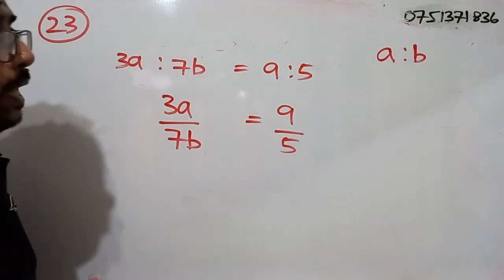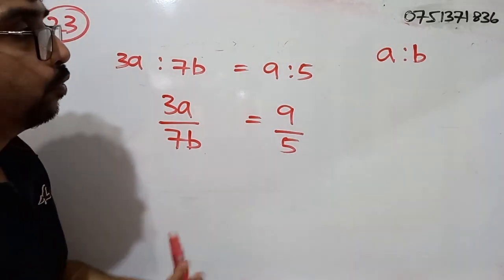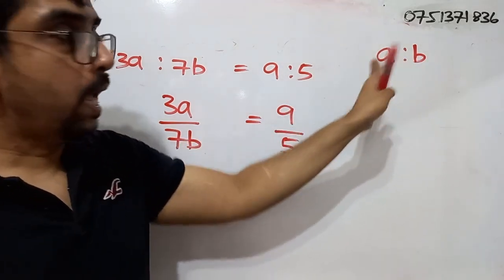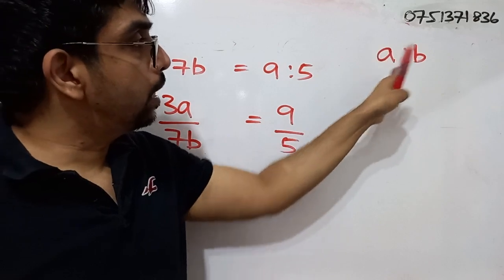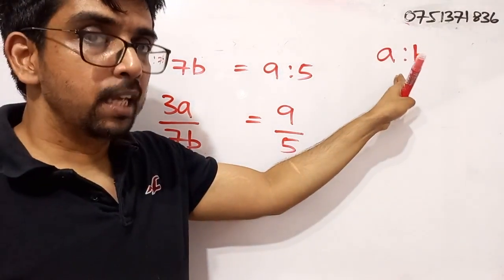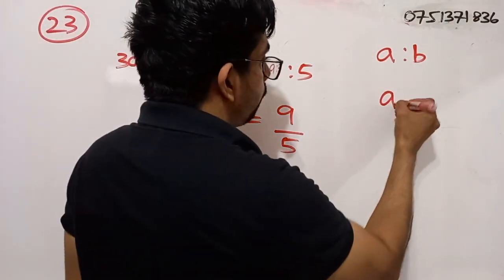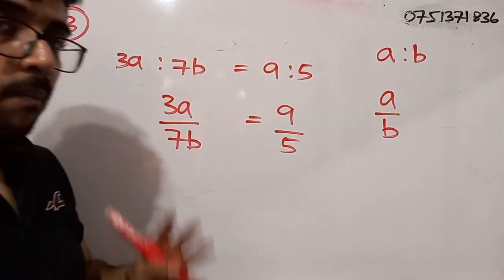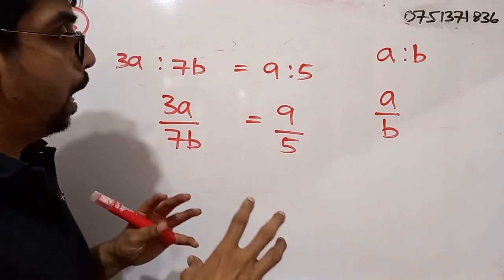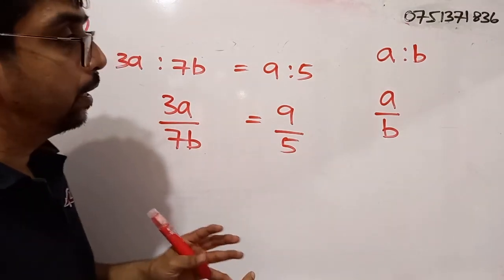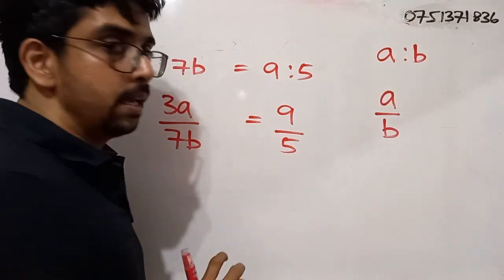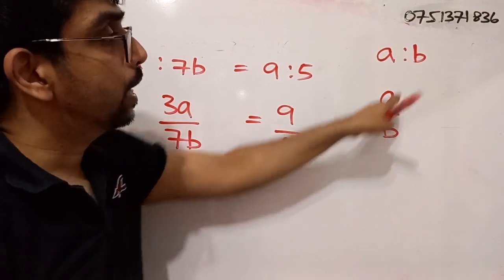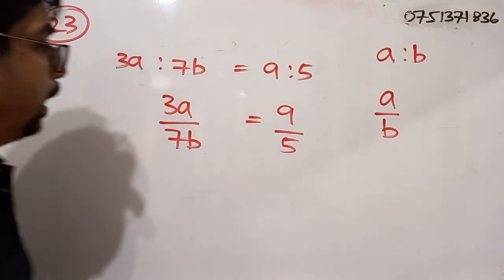So you have to understand, we have to find the value of a to b, no? A to b, when we convert a to b into a fraction, the numerator will be a and the denominator will be b. So somehow we have to arrange and get a divided by b. Why? A divided by b means a to b. Right? Okay.